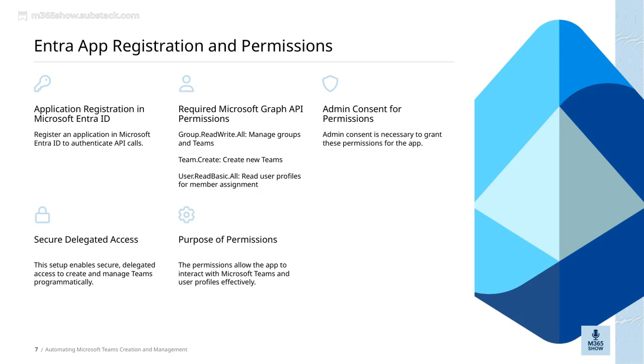All of this hinges on registering an application in Microsoft Entra ID, which handles authentication for our API calls. This registration process is the foundation that enables our app to securely interact with Microsoft Graph API and perform the necessary management tasks seamlessly. In summary, setting up these permissions and registration processes is vital for automating Teams management in a secure, controlled manner, integral to our broader goal of streamlining collaboration through automation.